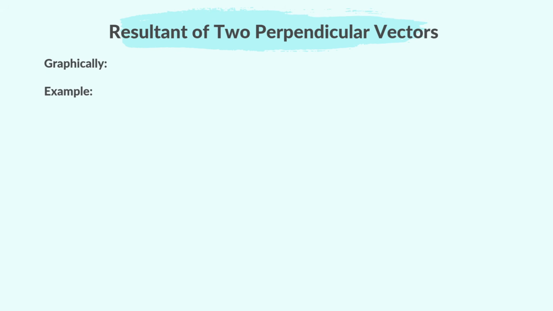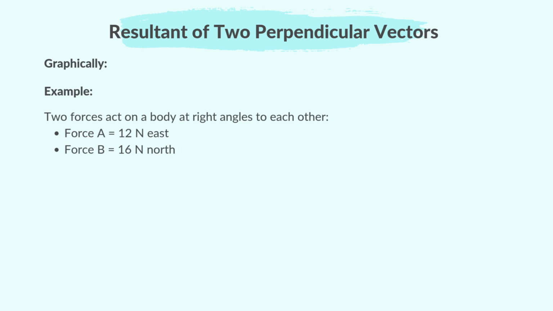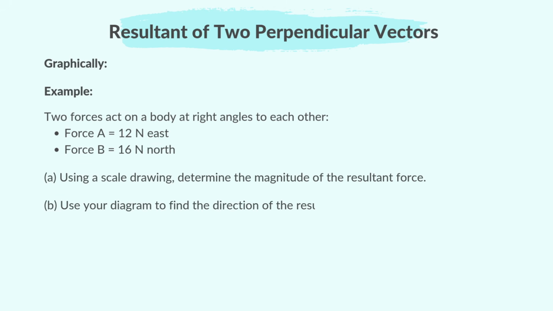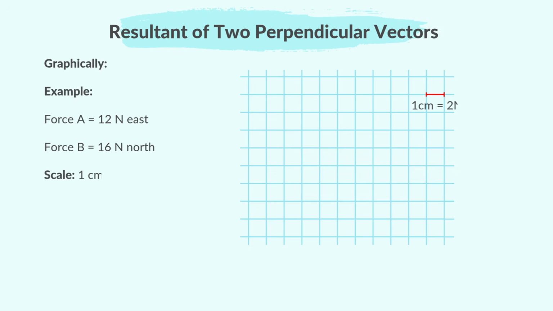So let's go through the steps to find the resultant force graphically using an example. Two forces act on a body at right angles. Force A equals 12 newtons east. Force B equals 16 newtons north. Step 1. Choose a suitable scale. Use 1 centimeter equals 2 newtons, so the diagram is not too small.